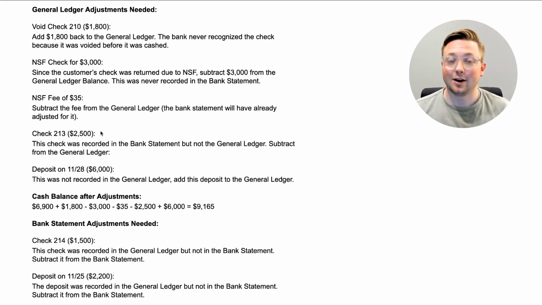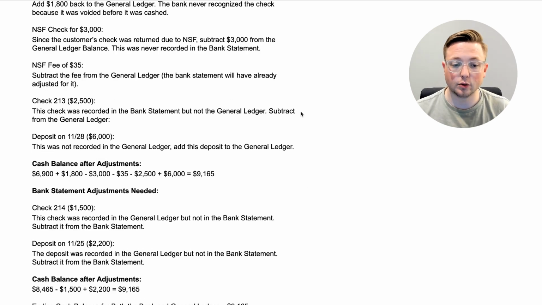So with all these adjustments, we start with the $6,900 cash balance that they had at the end of the month without these adjustments. Then we make the adjustments. So we take $6,900 plus the voided check being added back, less the non-sufficient funds check actually being subtracted because they didn't actually get that money, less the fee for that non-sufficient fund, less the check that they hadn't recorded being taken out, and then you add the deposit that they hadn't recorded. So with all that together, you get $9,165 as the ending cash balance for the general ledger.